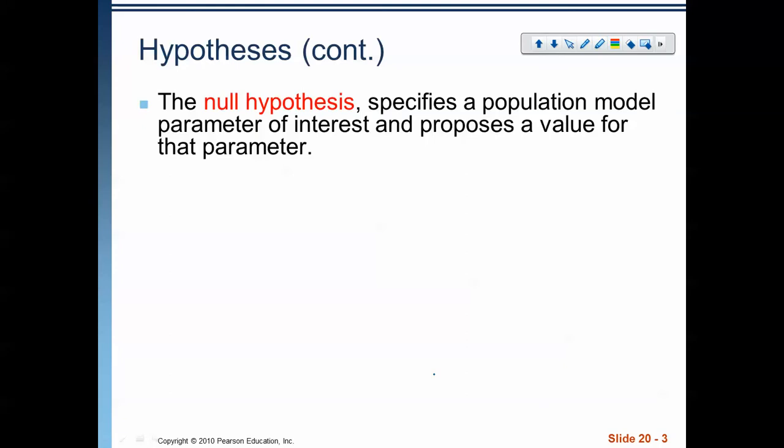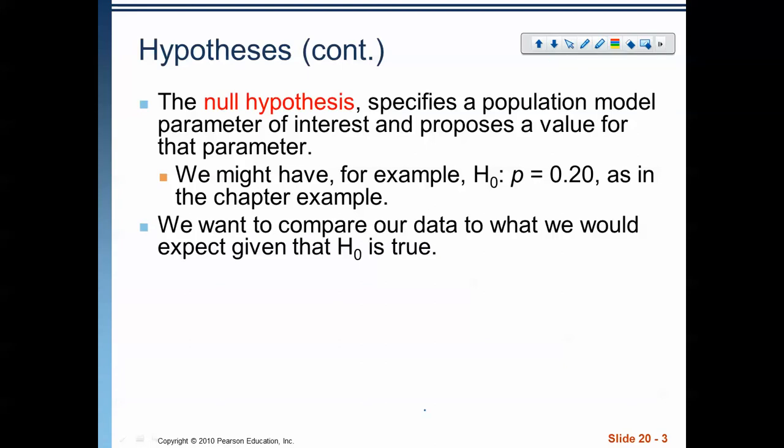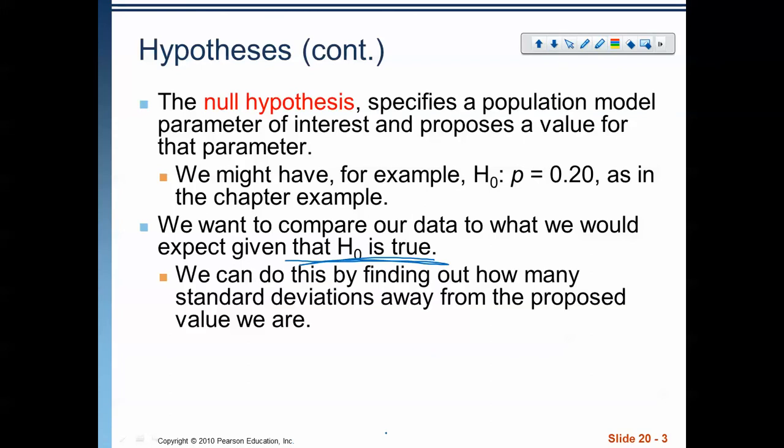So the null hypothesis specifies a population model parameter of interest and proposes a value for it. Again, we might say that it might be 0.2. We want to compare our data to what we would expect if this was true. So the observed amount, we're going to compare it, working under the assumption that the null hypothesis is true. We do that by finding how many standard deviations away from the proposed value we are.